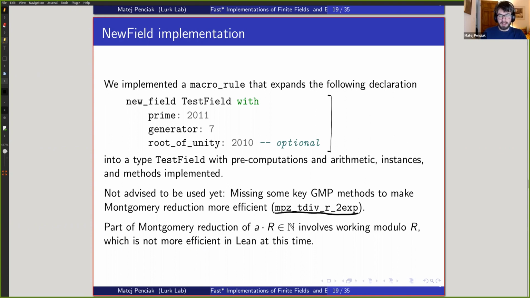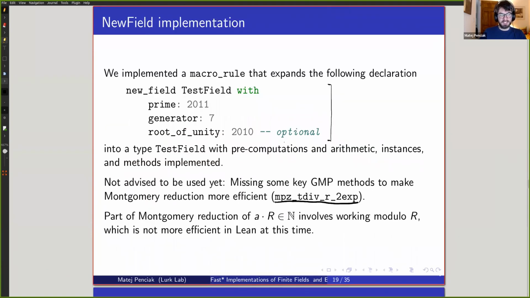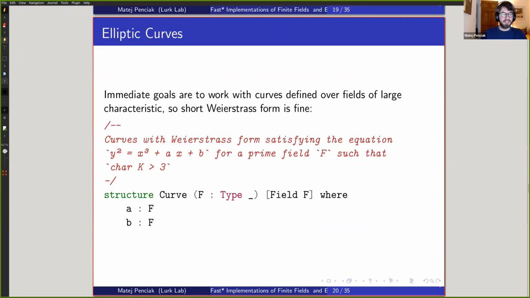Okay, so I've got to start breezing through these last few slides, but now we're going to start talking about curves. Say you have fast field implementations already, and now we want to start doing operations on curves. The immediate goals that we had for elliptic curves at Yatima is that we want to start working with curves over fields of large characteristic. So we don't have to worry about characteristic 2 and characteristic 3. So there's no issue in just representing a curve in terms of its Weierstrass form.